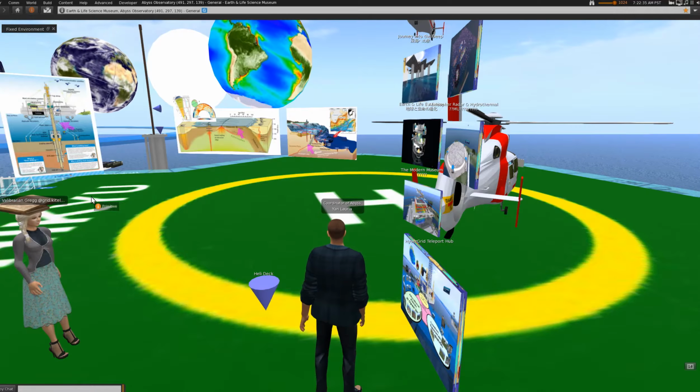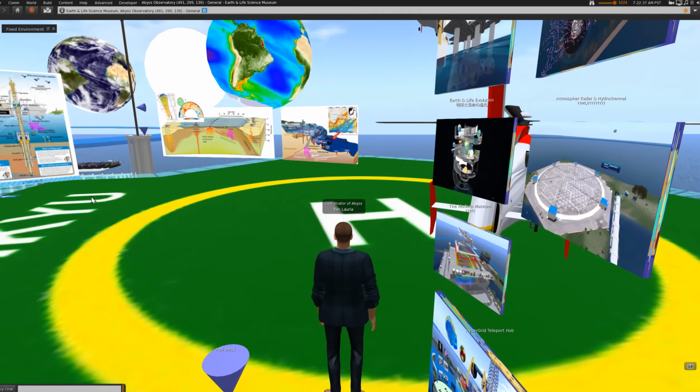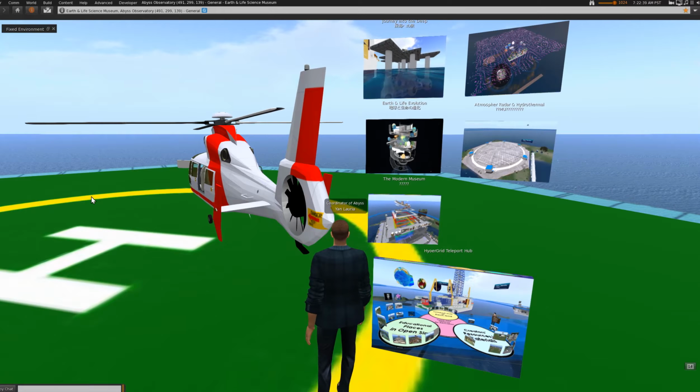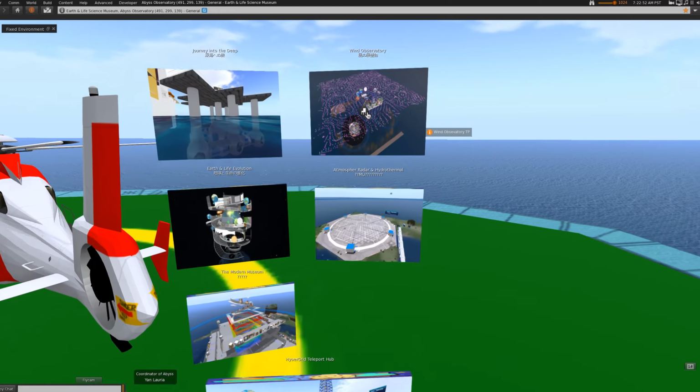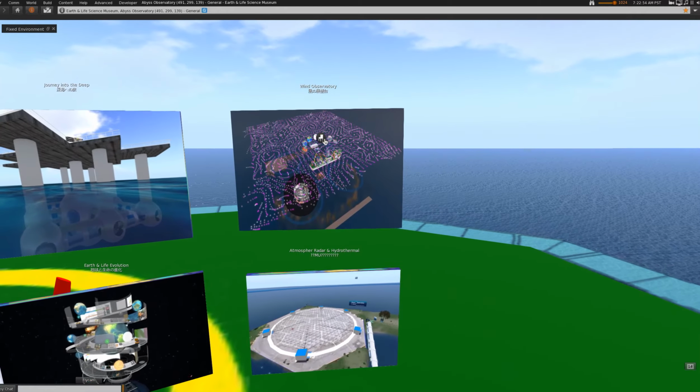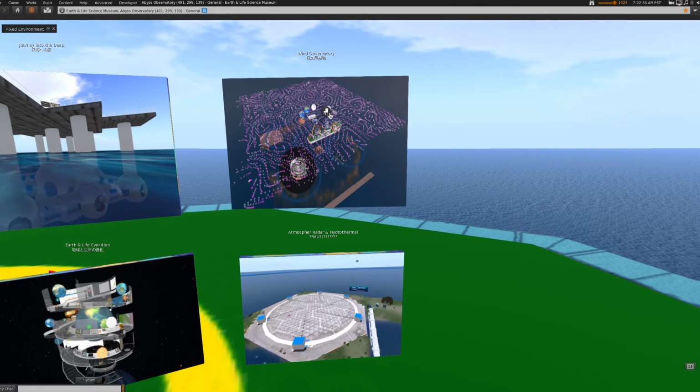And next we go to the Wind Field Observatory, wind field visualization. So please search this board, Wind Field Observatory.